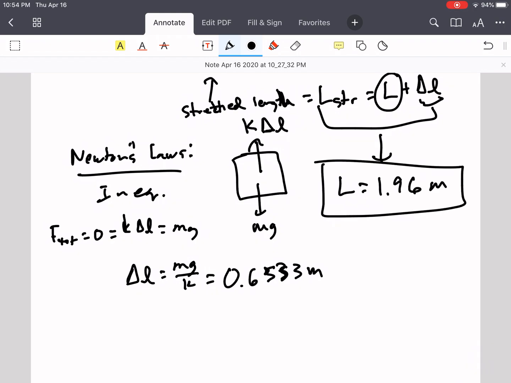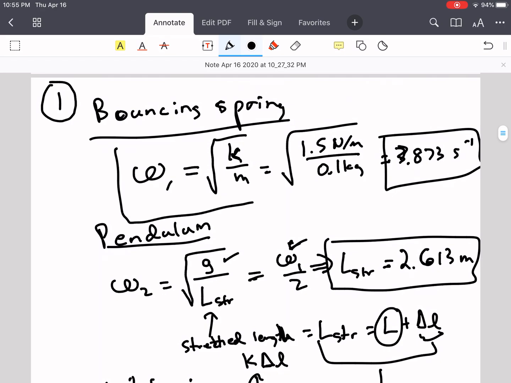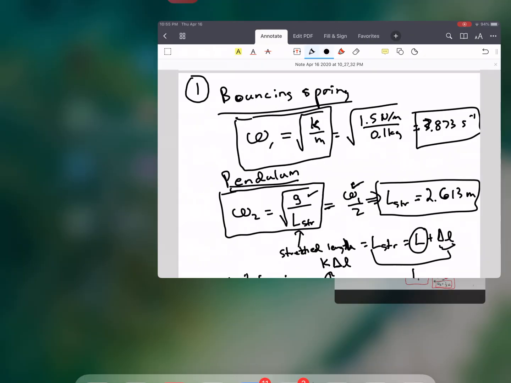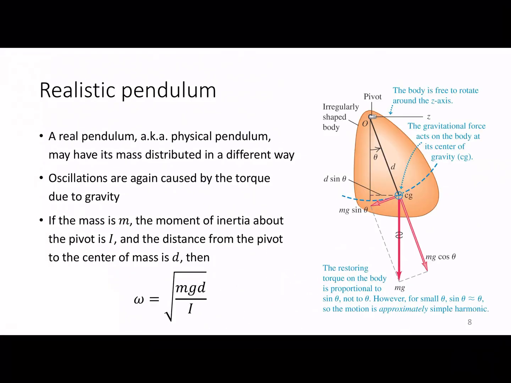All right, so 60% of that was algebra, but the key things to remember here are if I operate it as a bouncing spring, the angular frequency is root k over m. If I operate it as a pendulum, that's root g over the length of that pendulum wire. All right, so that's the unrealistic pendulum.